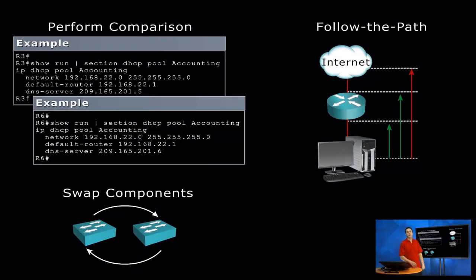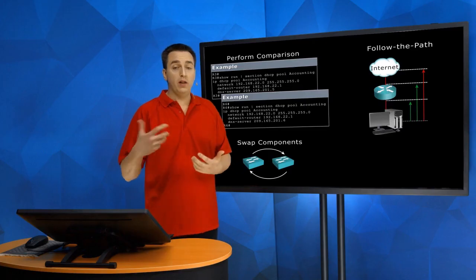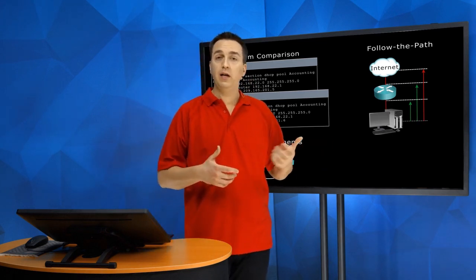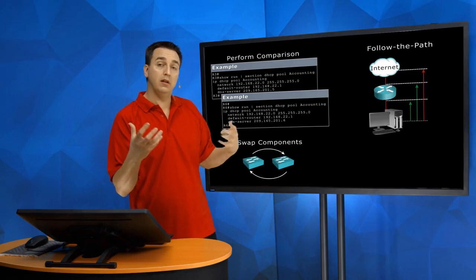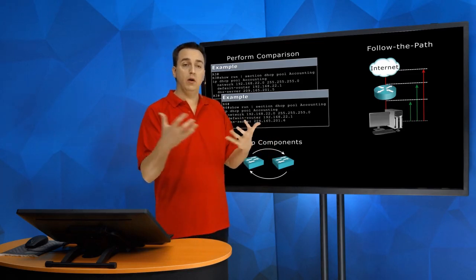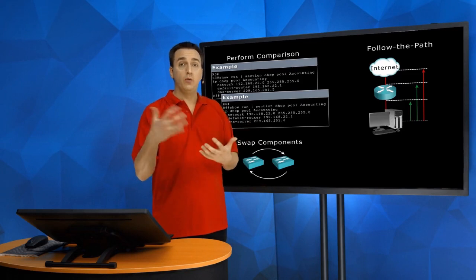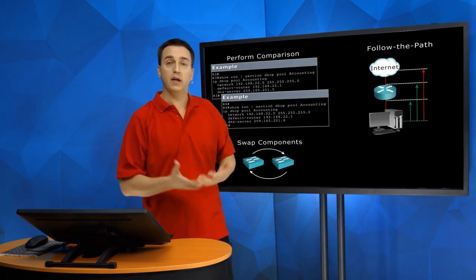Let's say we have 2 branch routers. And those branch routers are supposed to be configured the exact same way. Well, if one of the branch routers can connect to headquarters, but the other one can't, well, why don't we compare the configuration of one branch router to the other branch router and see, what's the difference between the one that's working and the one that's not working? So we're performing a comparison.